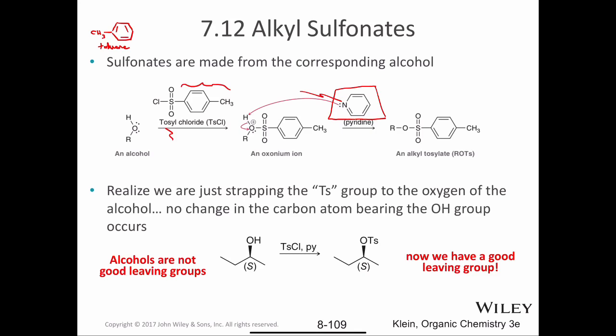Anyhow, so the first step of the mechanism is going to be to perform an SN2 reaction here. So I attack the sulfur and I lose the chlorine like this, and I end up with this oxonium. And then pyridine is a base because the lone pair is basic, so it can pick up the proton from the oxonium, and I end up with an alkyl tosylate. All right, so it says here that realize that all you're doing in this case is you're just strapping or adding the TS group to the oxygen of the alcohol. So there's no change in the carbon atom bearing the hydroxyl.